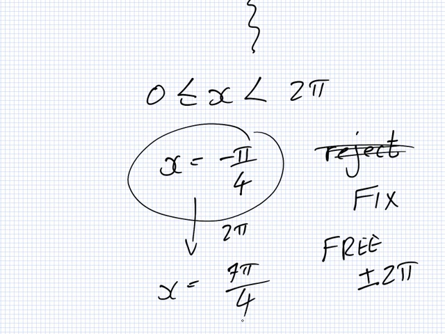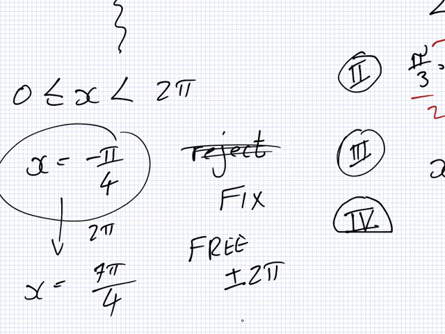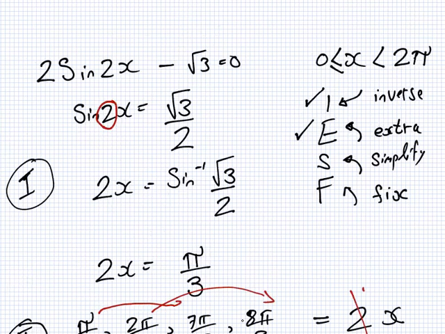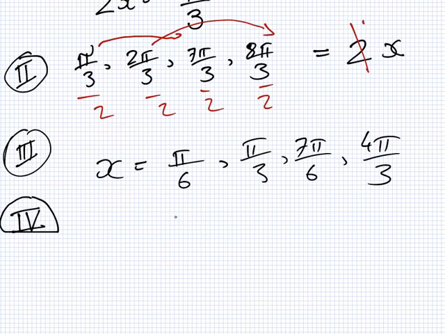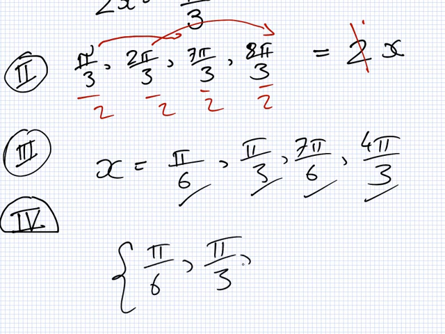So the last step is to fix any answer that falls outside what's allowed. If it's too small, you can add 2 pi. If it's too big, you can remove 2 pi. Yeah, minus 2 pi. Do we need to fix any of these answers? Well, let's look up here. X must be between 0 and 2 pi. Is that true here? These are all acceptable, so there's nothing to fix. So the answer is pi over 6, pi over 3, 7 pi over 6, and 4 pi over 3.